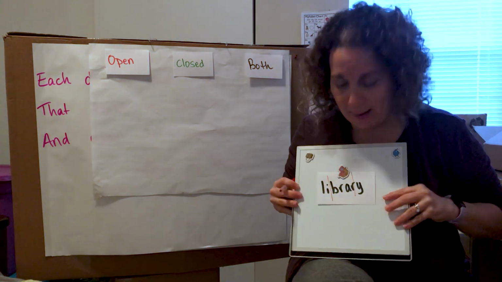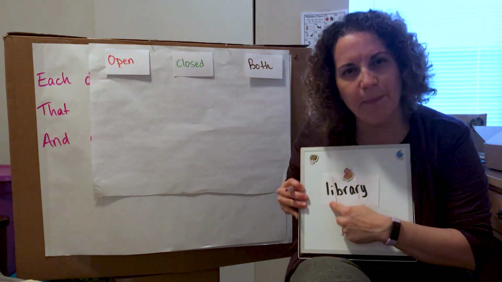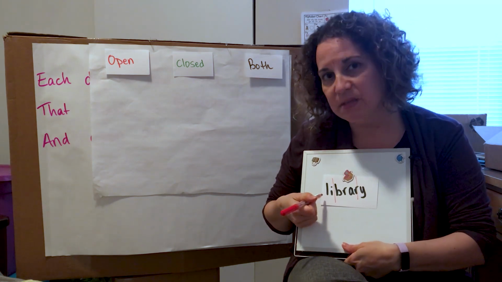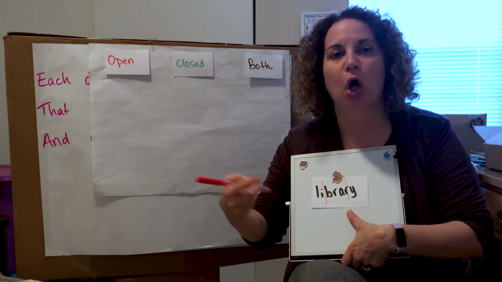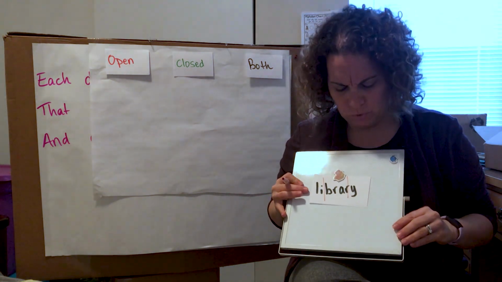What do you notice happening with that first syllable in library? What pattern do you see? That's right, that's an example of an open syllable pattern, right? It ends in a vowel and the vowel makes that long sound, that long I. Library. What else do you notice?